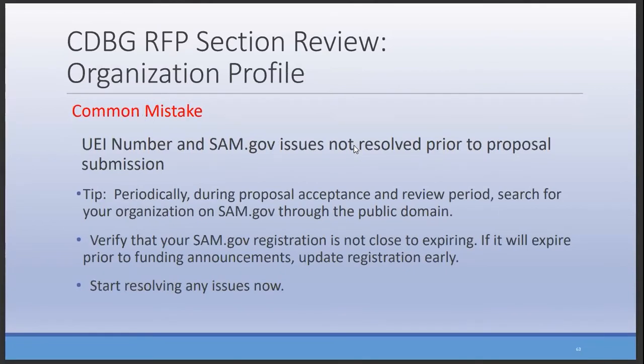A common mistake is that the UEI number and SAM.gov issues are not resolved prior to submitting the proposal. So start registration and updating your profile in SAM.gov early. If already enrolled, periodically search your organization on SAM.gov through the public domain to verify that your registration is not close to expiring. Be proactive and update your registration if it will expire in the next several months.